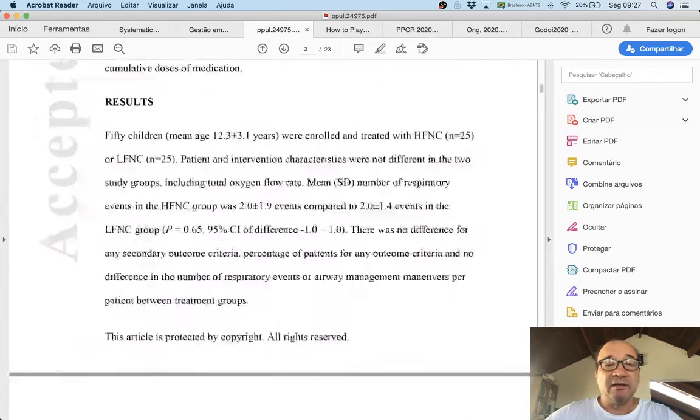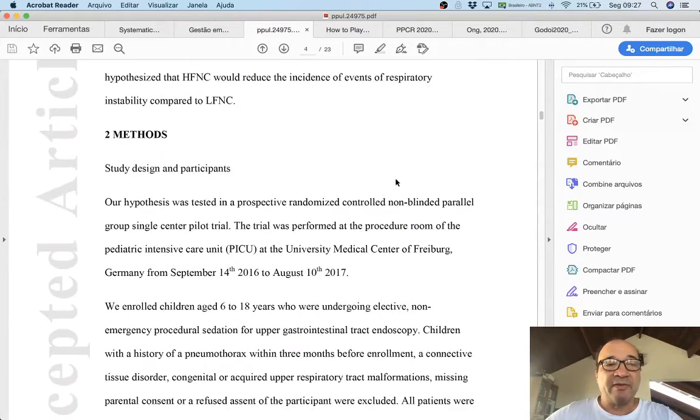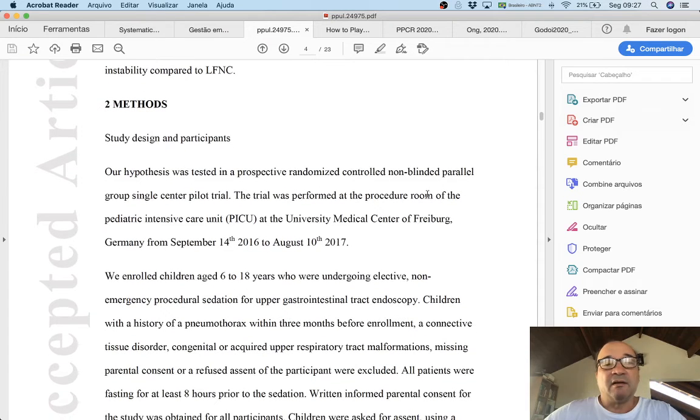They did, let me go to the method section. They tested in a prospective randomized controlled non-blinded parallel group single center pilot trial. They tested the high flow nasal cannula versus the standard therapy, that is the low flow oxygen cannula.